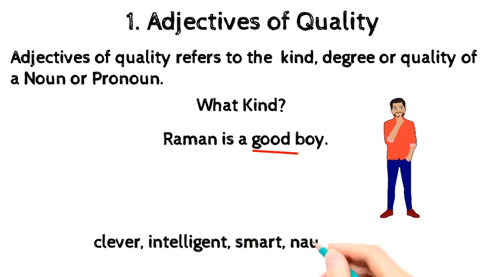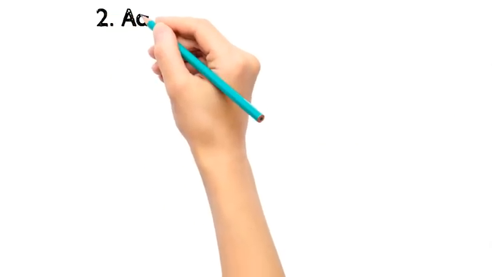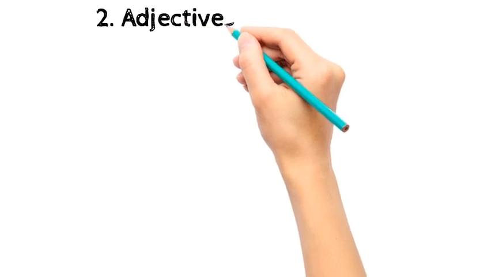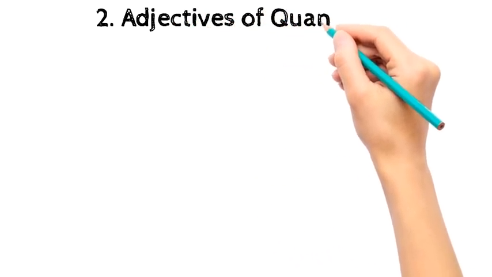And there are many more words such as clever, intelligent, smart, naughty, etc., which we can use to describe a noun or pronoun in a sentence. Those were all about adjectives of quality. So now let's come to our next one, and that is adjectives of quantity.